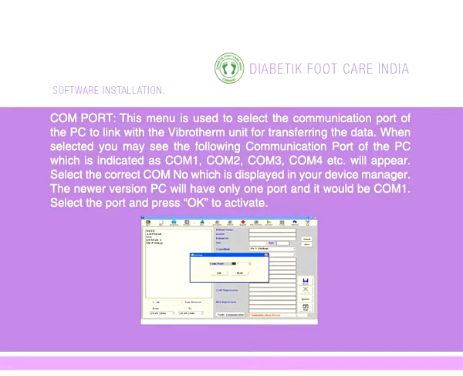Comport. This menu is used to select the communication port of the PC to link with the Vibrotherm unit for transferring the data. When selected, you may see the following. The communication ports of the PC, which are indicated as COM1, COM2, COM3, COM4, etc., will appear. Select the correct COM number which is displayed in your device manager. The newer version PC will have only one port and it would be COM1. Select the port and press OK to activate.